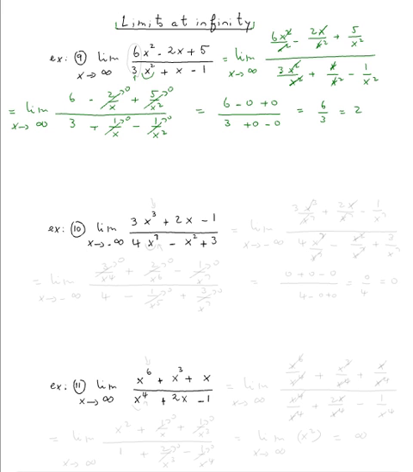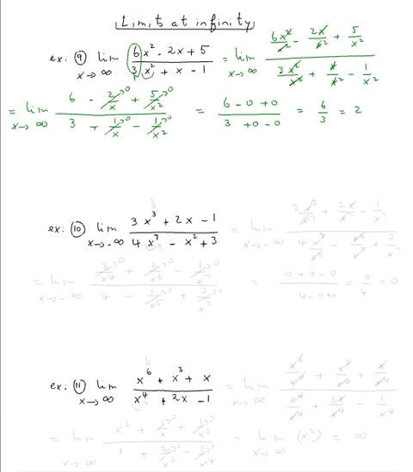So remember, every time you have the degree of the numerator equal to the degree of the denominator, in this example both of them are 2, you're always going to get the coefficients divided by each other. In other words, you're going to get 6 over 3, which is 2, but you still have to show your work.